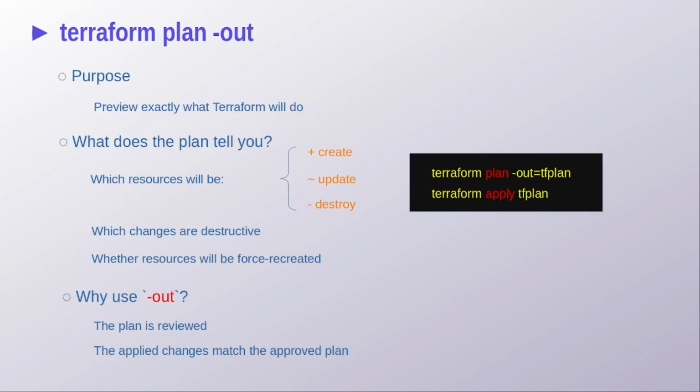Production reality. In real teams, an engineer generates the plan. Let others review the plan. Apply happens only after approval. Never apply directly in production.